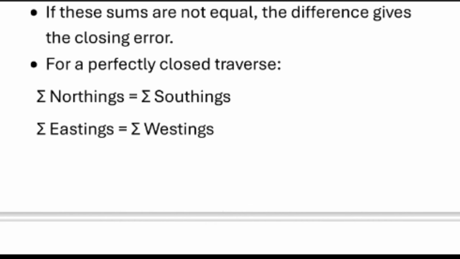How do you define a perfectly closed traverse? Nothing but summation of north is equal to summation of south, and summation of east is equal to summation of west.